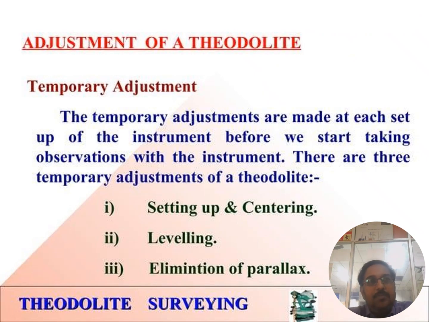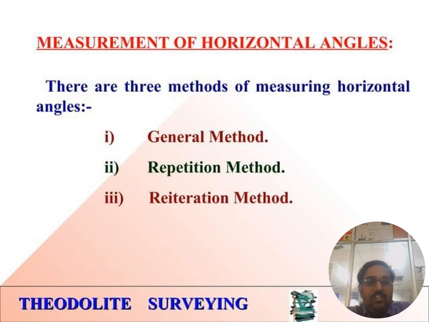And next comes the temporary adjustment. In temporary adjustment, first we are setting up and centering. Next, we are leveling it, and elimination of parallax is done. These are the 3 methods that are generally used for horizontal angles. First one is the general method, another one is the repetition method, and another one is the reiteration method.